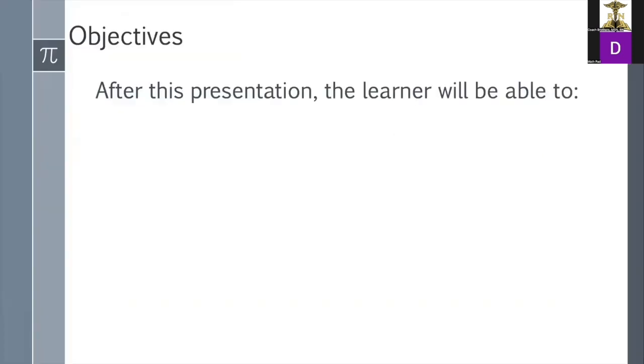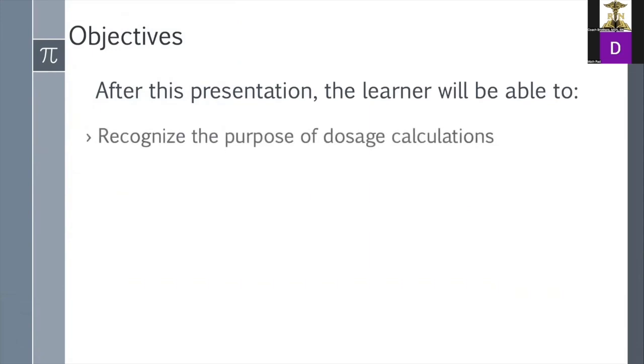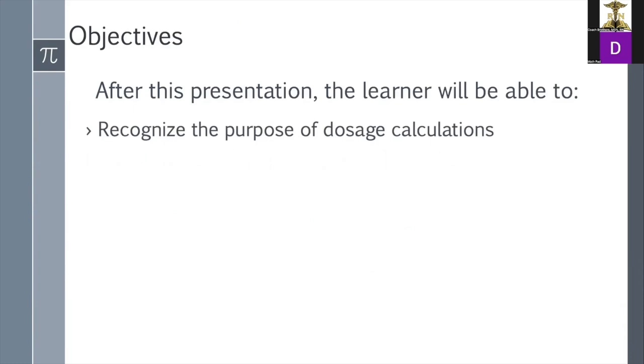But by the end of this presentation, you may not be a master, but these are a couple of the things that you should be able to accomplish. First, recognize the purpose of dosage calculation. Why do we need to do this? What is the purpose of it overall?